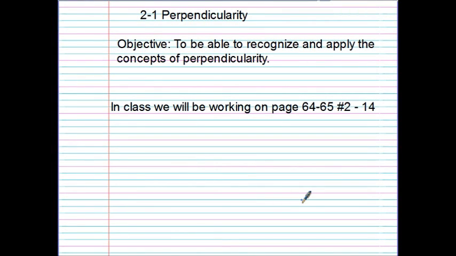Alright, so now we're off to start in Chapter 2. The first section in Chapter 2 is Section 2.1, Perpendicularity. Our objective is to be able to recognize and apply the concepts of perpendicularity. In class, we'll be working on pages 64 to 65, problems 2 to 14, all of them. If you have your book, open it and take a look at those problems. Make sure we're going to be good with those tomorrow.